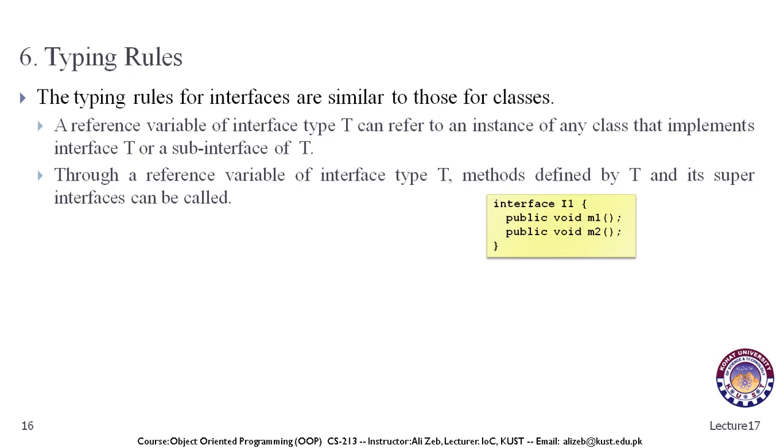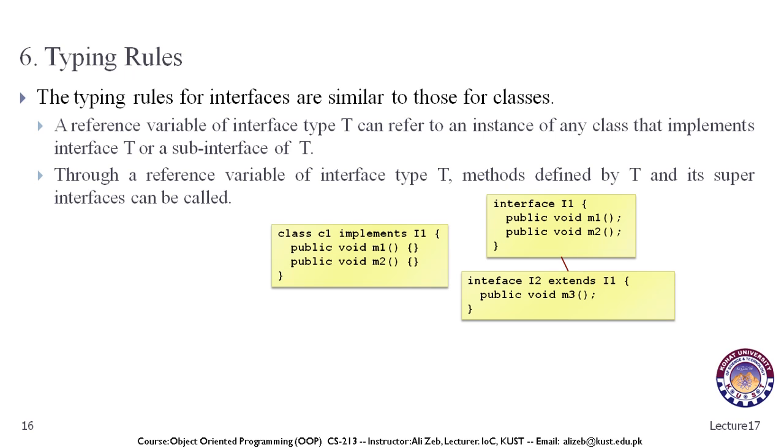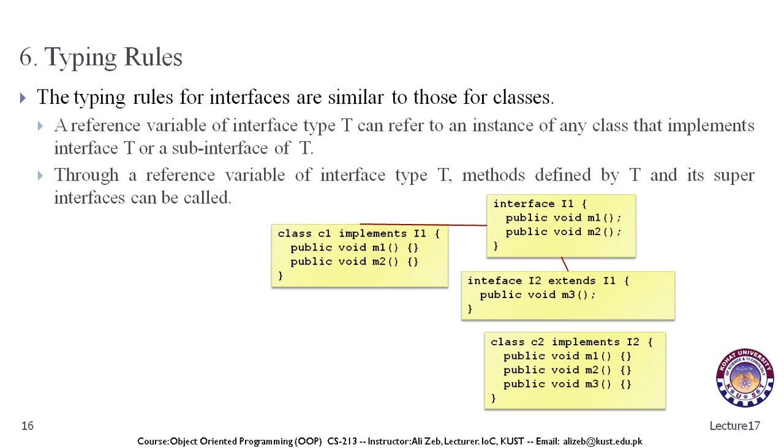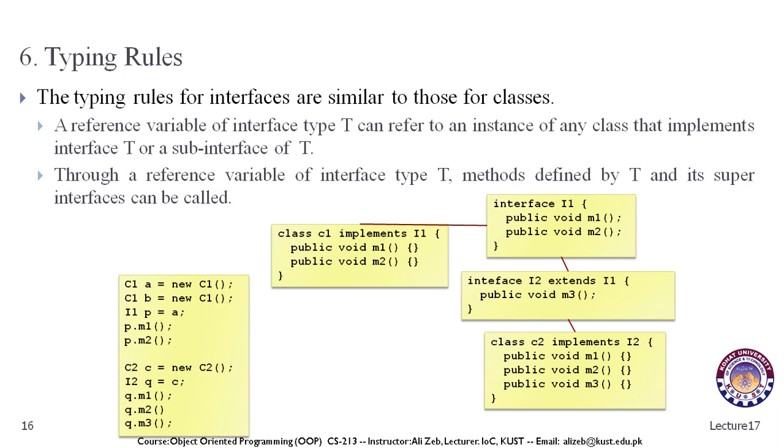We'll look at it in this example. We have an interface I1 that has two methods, and interface I2 that extends I1 and has its own method as well. We have a class C1 that implements I1 and it implements the methods of the interface I1. We have a class C2 that implements I2, so it needs to implement all of the methods of I1 and I2.